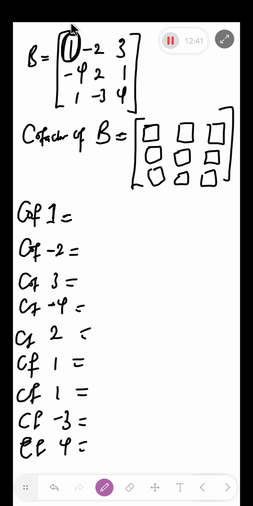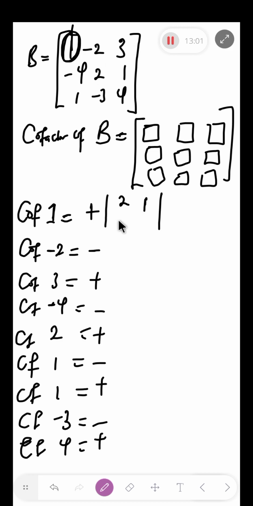Now let's pick this first one. You know, I put some signs here. So those signs, this is where I want to put it. There's a plus, minus, plus here. Put a plus, minus, plus, minus, plus, minus, plus, minus, plus. So at this position, whatever you have left is a determinant, which is: cross this out, cross this out. What do you have left? 2, 1, minus 3, 4.